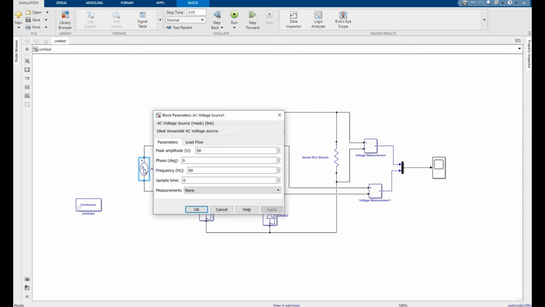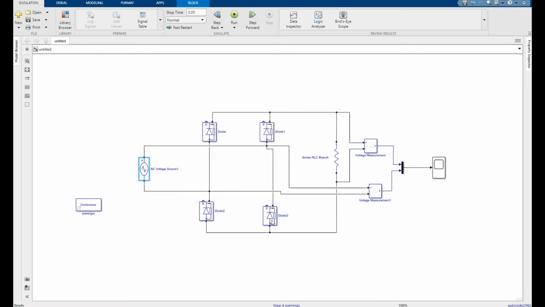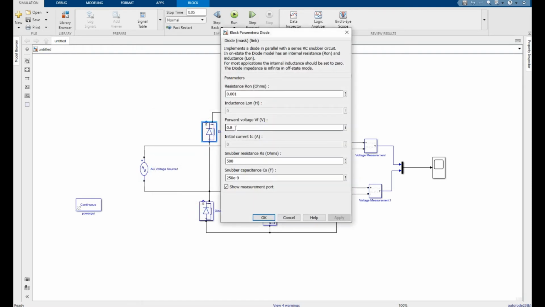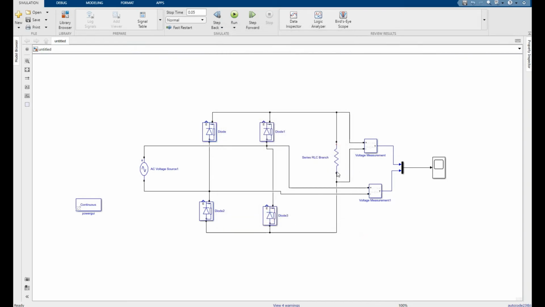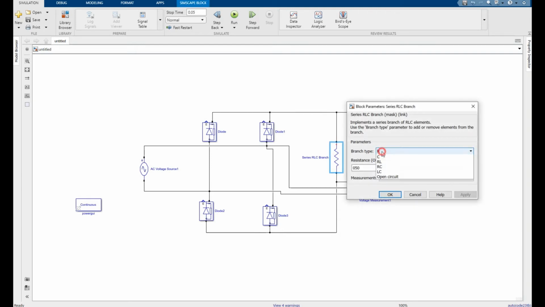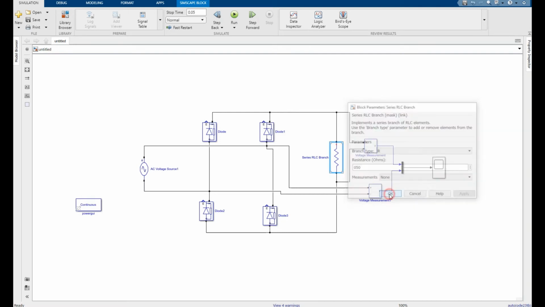The voltage source has a magnitude of 50 and a frequency of 60. Do not make any changes in diodes. Keep its forward voltage of 0.8 as it is and do not change anything else. Leave these components at default. And for the RLC series branch, just pick R resistance and a value of 50, whatever value you like.